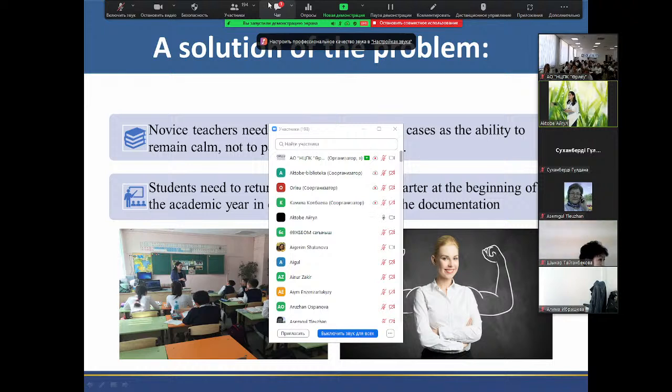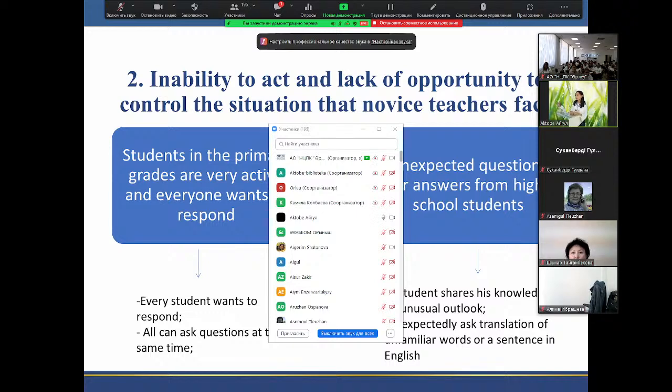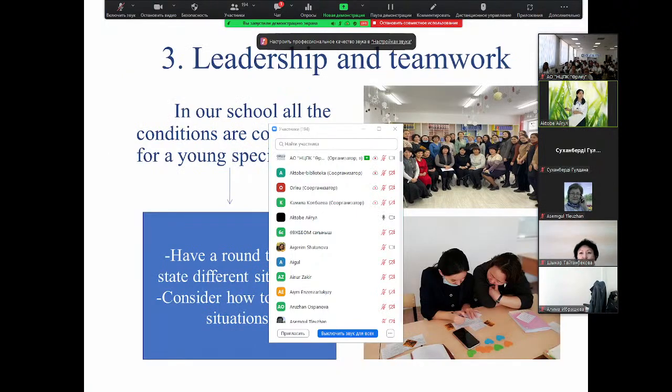It is also difficult for a young specialist in a new team. Mistakes happen and some various oddities due to inexperience. Everyone went through this. But when I started, my colleagues helped me, and I'm grateful to them, and I hope that a good specialist will grow out of me. I can say with confidence that in our school, all conditions are considered for young specialists.